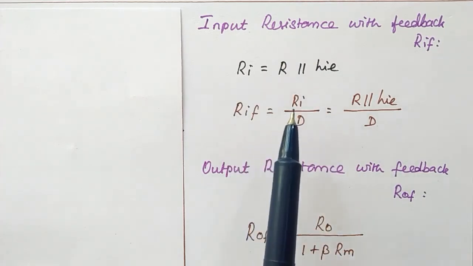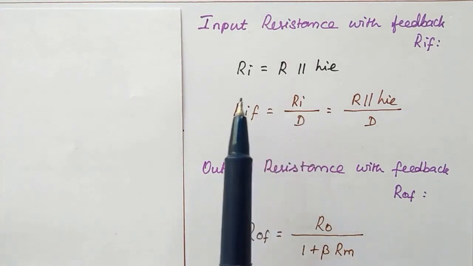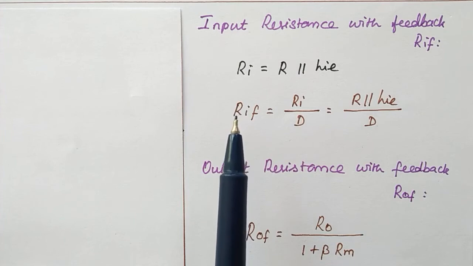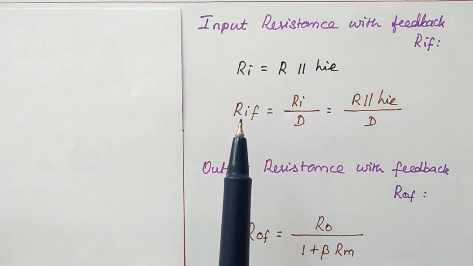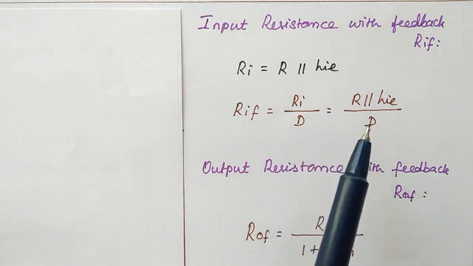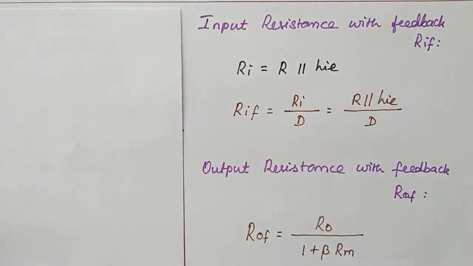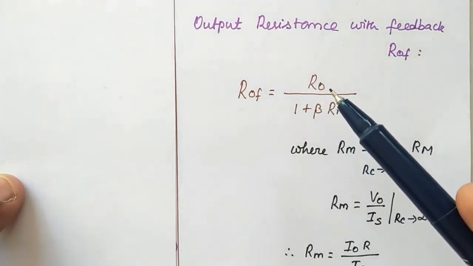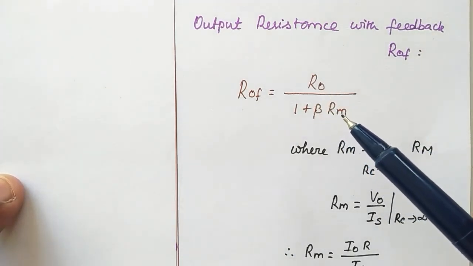So RIF is nothing but RI by D, because it is a shunt type of mixing, which means the input resistance with feedback decreases by the desensitivity factor D. Okay, so this can be written like this. Here we find the output resistance with feedback, ROF. ROF is nothing but RO by 1 plus beta or small m.